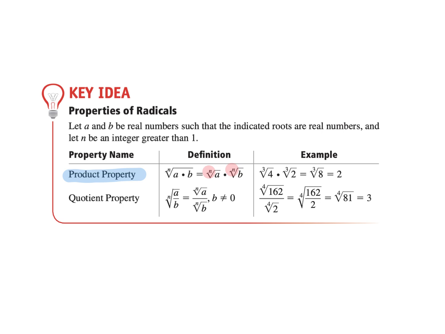The same rule applies for quotients. When you're dividing two radicals, you can divide the radicands as long as the index is the same. If you look at this example, these are both 4th roots. So you can rewrite it as a single radical of a quotient, and then you can actually divide 162 by 2. And then sometimes you're left with something that you should be able to simplify.